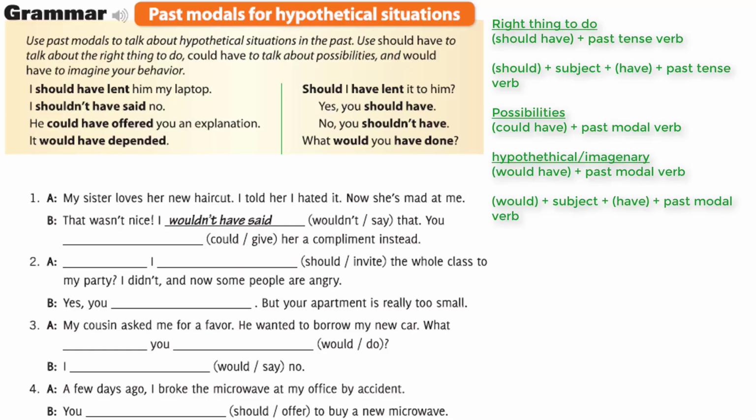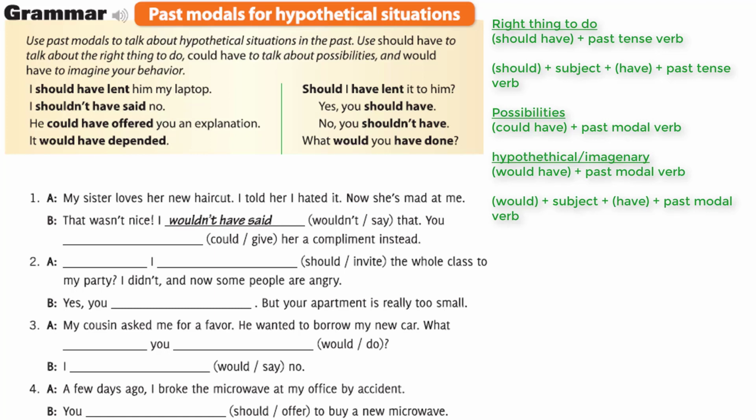Grammar, past modals for hypothetical situations. Use past modals to talk about hypothetical situations in the past. Use should have to talk about the right thing to do, could have to talk about possibilities, and would have to imagine your behavior. So here we're seeing 3 things: should have, would have, and could have. Should, could, and would.